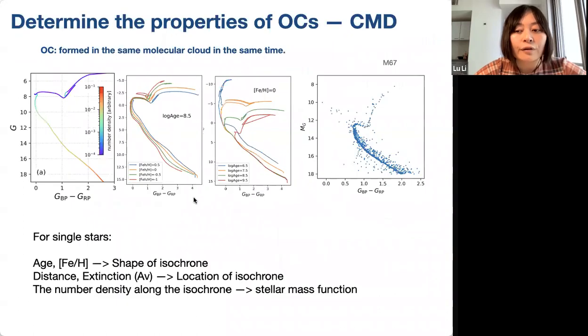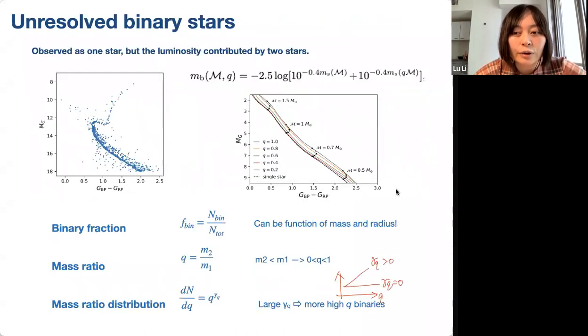In detail, for single stars, the age and the metallicity determine the shape of the isochrone. The distance and the extinction determine the location of the isochrone. The number density along the isochrone is determined by the stellar mass function. So we have to consider not only the single stars, but also the binaries. The majority of stars are thought to form in binary or multiple systems. The initial binary properties of stars place important constraints on star formation theory.